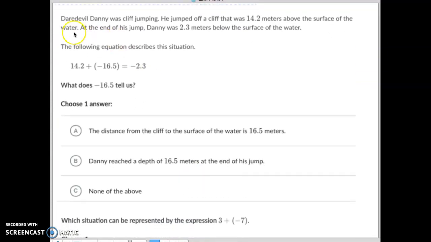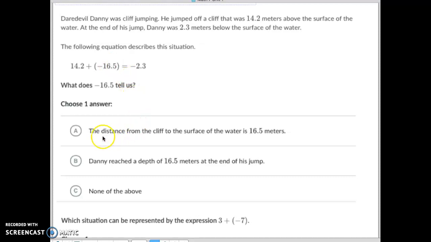All right, Daredevil Danny is cliff jumping. He jumps off a cliff that is 14.2 meters above the surface of the water. At the end of his jump, he is 2.3 meters below the water. The following equation describes the situation. 14.2, how much he was above it, minus -2.3, which is how much he was below it, equals 16.5. That is how far he jumped. Okay, so he was jumping, that's how far he jumped.